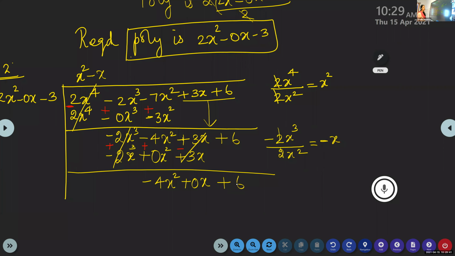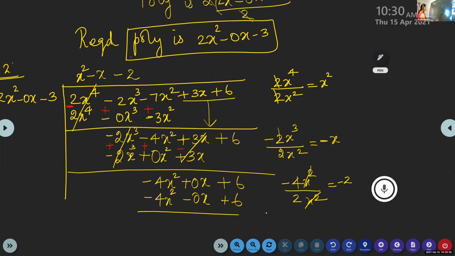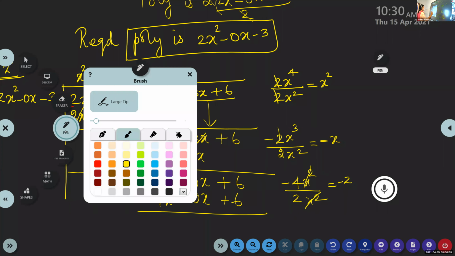Now again we have to find the next term. So first term of the dividend by first term of the divisor, 2x square by x square will get cancelled. So we will get minus 2. So the next term is minus 2. So when you multiply this, we will get minus 4x square, minus 2 into 0 is 0x, plus 6. When you change the sign, everything will get cancelled, isn't it?